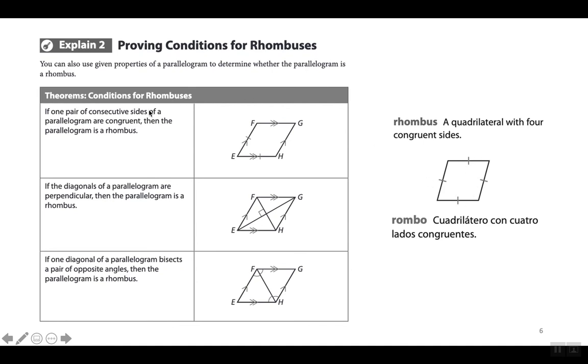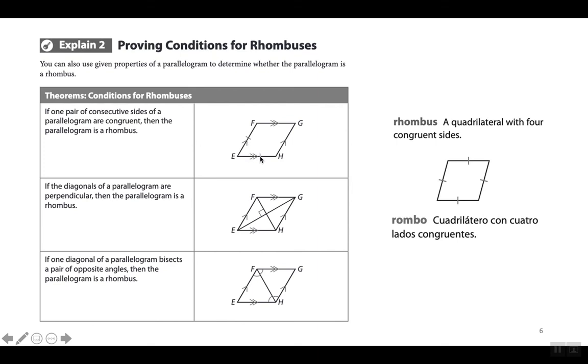Okay, so here are the conditions for a rhombus. The first one: if one pair of consecutive sides of a parallelogram are congruent, then the parallelogram is a rhombus. So if you look at the picture, we have a parallelogram because it shows that opposite sides are parallel, but it only shows that one pair of consecutive sides are congruent. So just with that, if just one pair of consecutive sides of a parallelogram are congruent, then that's it.